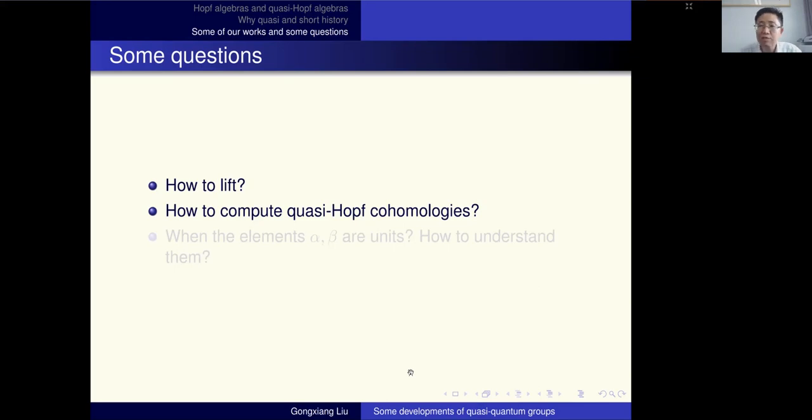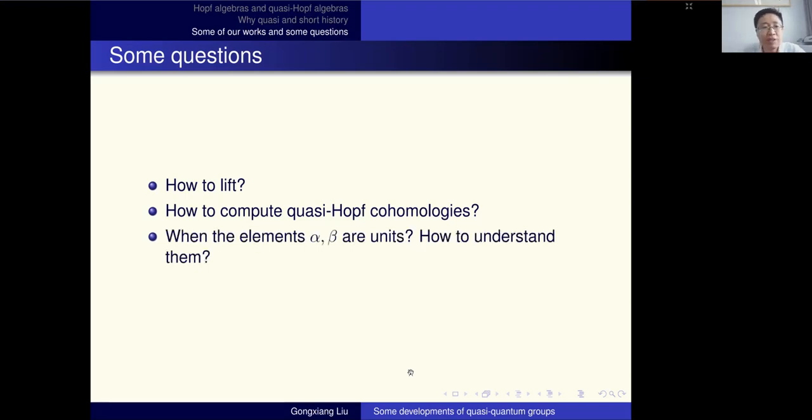But for some special quasi-Hopf algebras, maybe you can find a way to compute the 3-cohomology. We don't need the general cohomology. We just need to know the 3-cohomology. That's enough for us. These two questions should be related to each other.